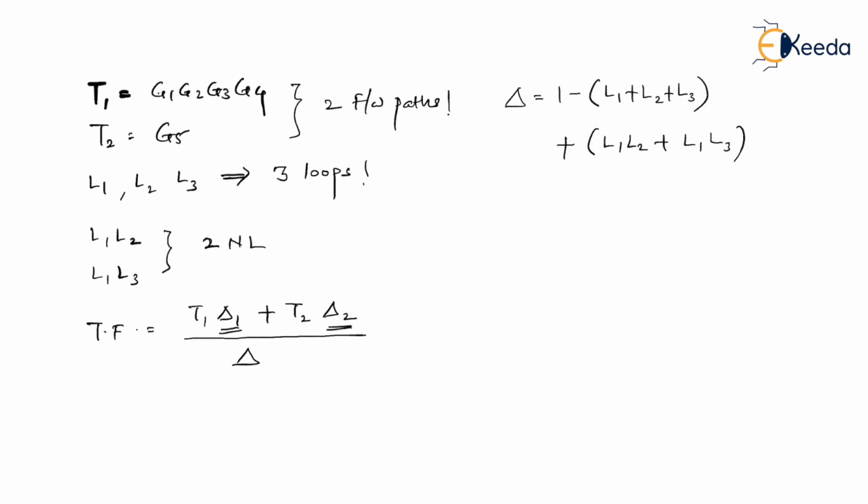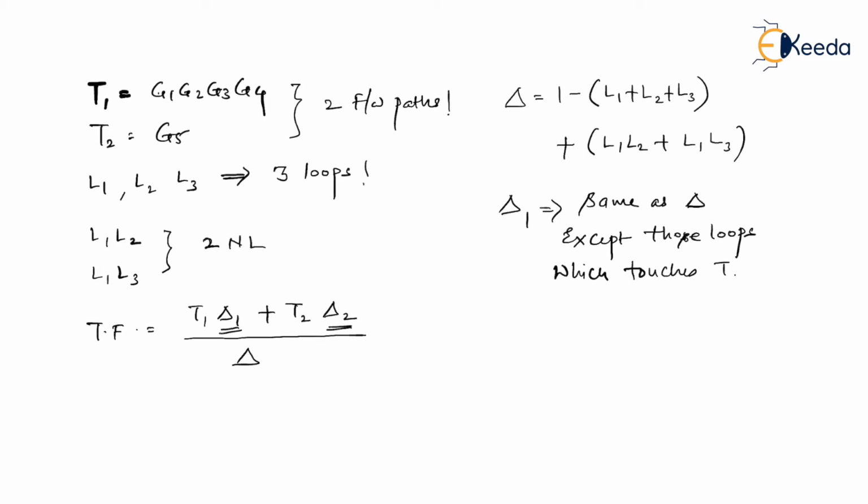If you remember, delta 1 is the same as delta. The only thing is you have to remove those loops which are touching the first forward path. Am I right? I repeat, delta 1 is nothing but the same as delta except those loops which touch forward path number 1. Forward path number 1 means T1. Why T1? Because the number for delta is 1. So I have to remove all those loops from the delta which are touching T1.